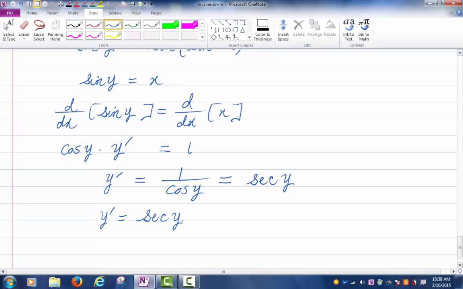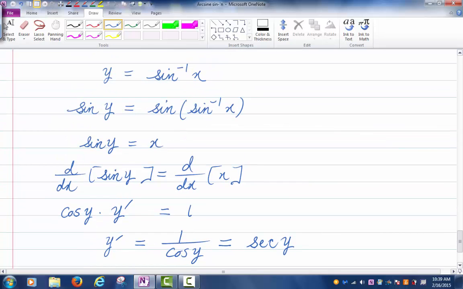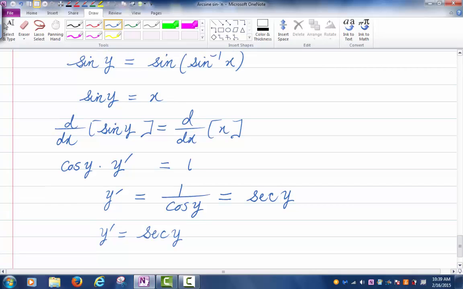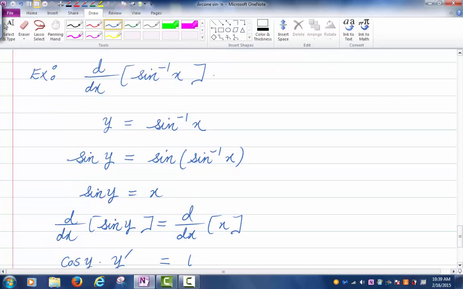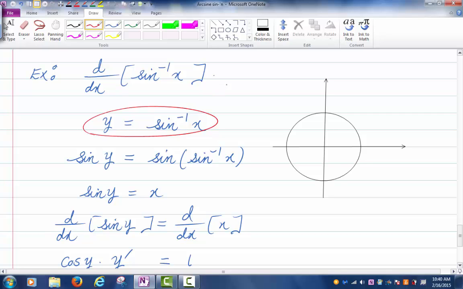Am I done yet? I'm taking the derivative of sine inverse of x, right? So y is sine inverse of x, and I rather want my answer in terms of what? X. So what should I do? Yes, so you're talking about going back to the circle, right? Why going back to the circle? Because I want to express the derivative in terms of x, and let's see how we could do that. Remember, we took y to be sine inverse of x. So what does it mean? It means that sine of y is equal to x.